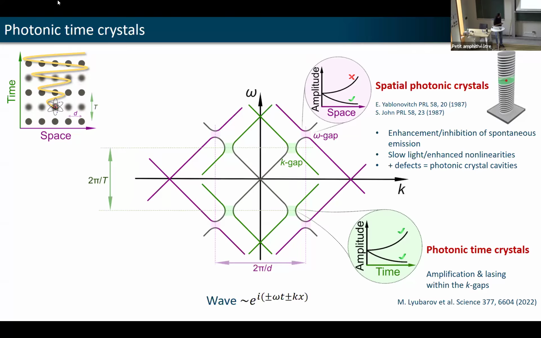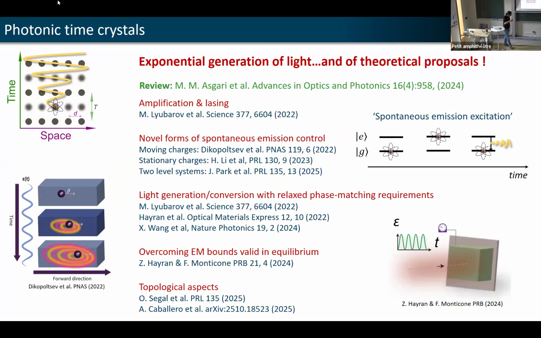So this prediction is what kind of kick-started this field a few years ago. And since then, from mostly a theoretical perspective, the field is booming and people are exploring what kind of new things you can realize with this, or how the light matter interaction is actually modified compared to equilibrium systems. So if you're interested, this is a review on the topic. And these are a few key aspects. The list is not exhaustive here.